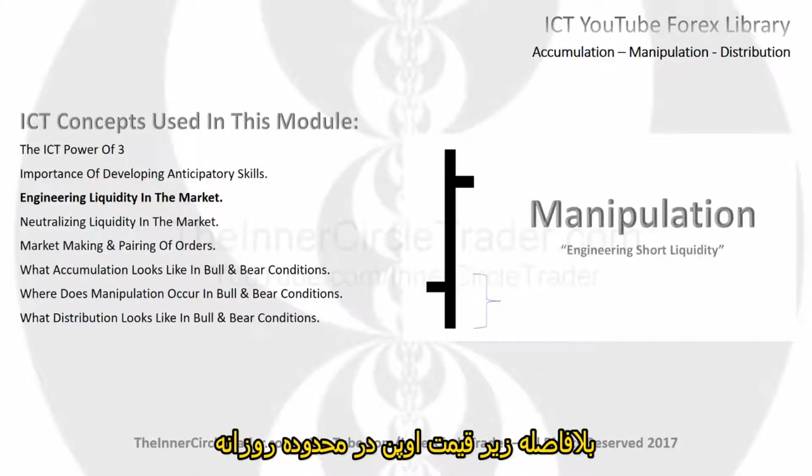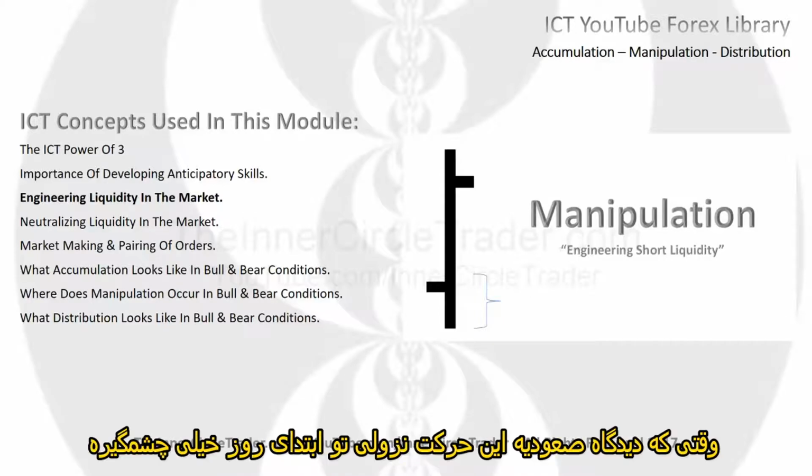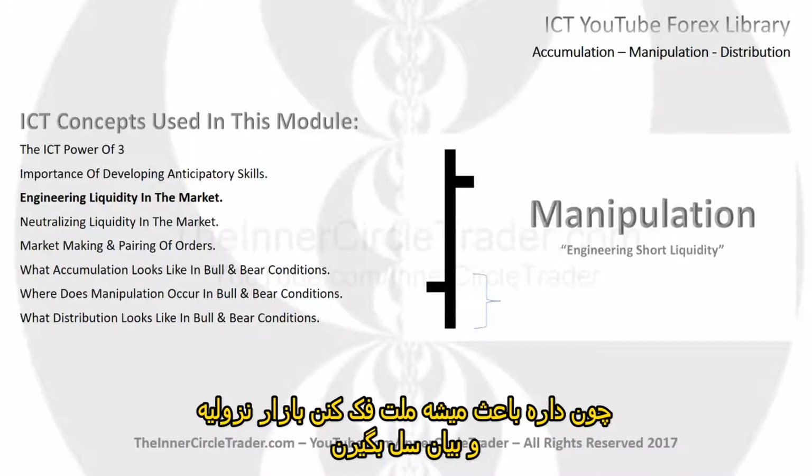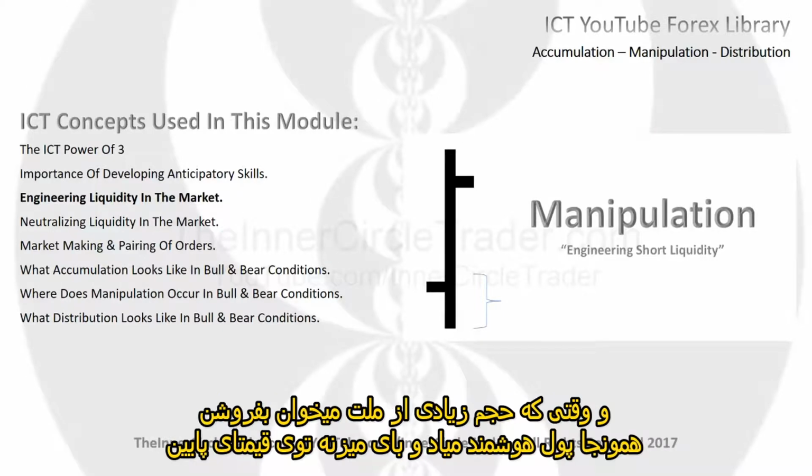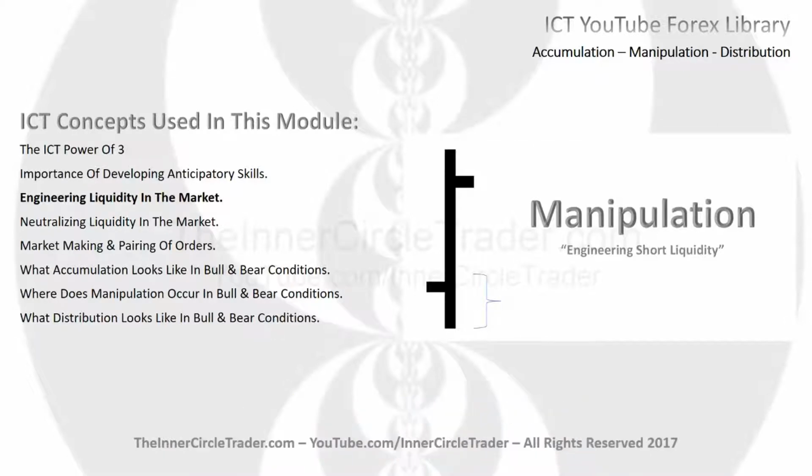Immediately below the opening price on the daily range, when it's bullish, this initial drop down is very significant because it's going to engineer willing parties to sell short. That selling short will flood the market with the counterparties to smart money wanting to buy it at a deep, deep discount.